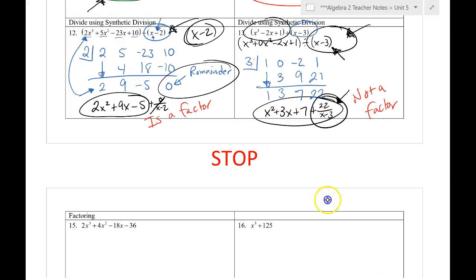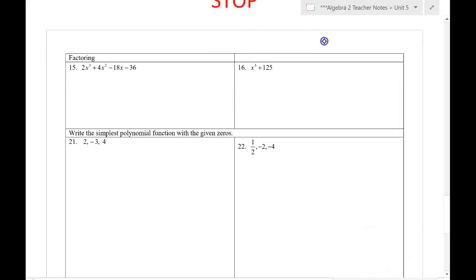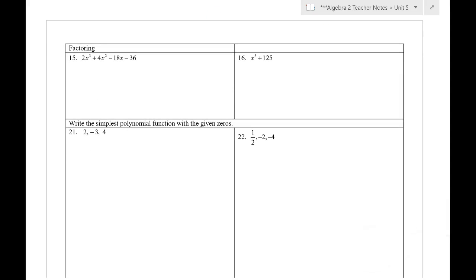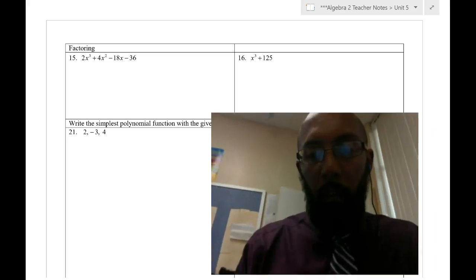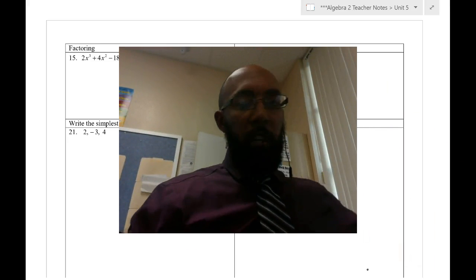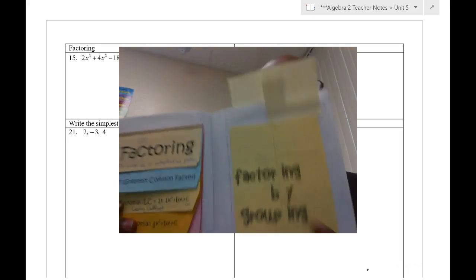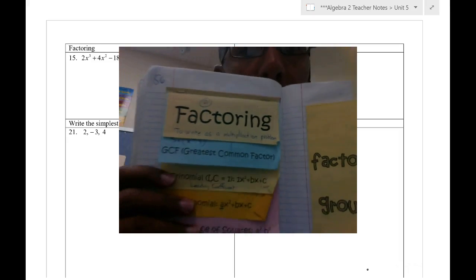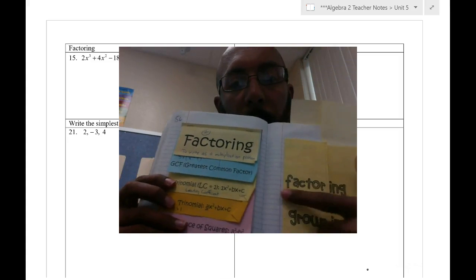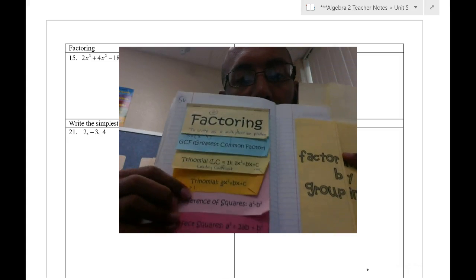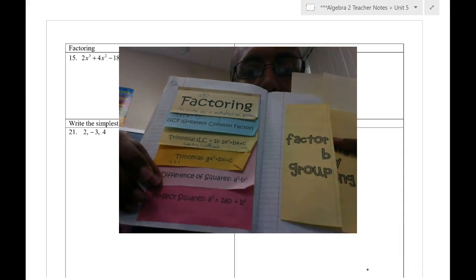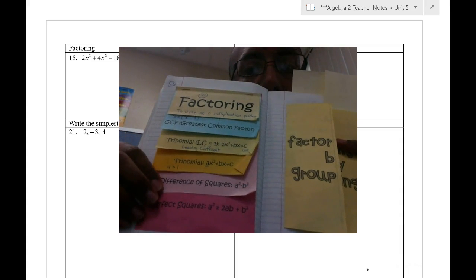Okay, so now this next one, factoring. So again, if you remember, two units ago in Unit 3, we had to do some factoring. And if you open up your notes and go to this page here, where you have factoring here, there were about five different types of factoring.